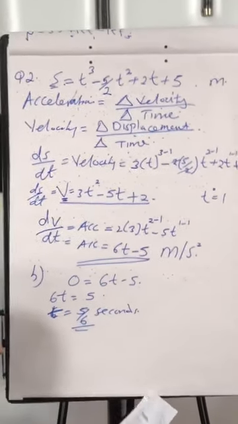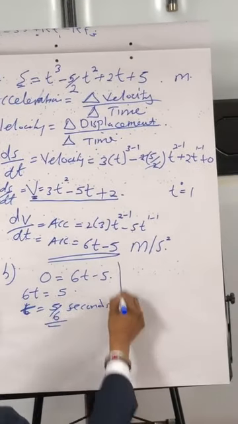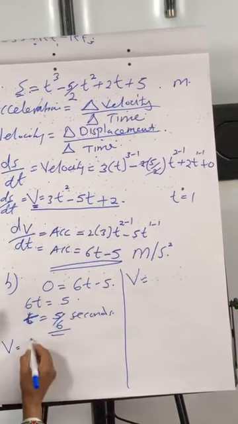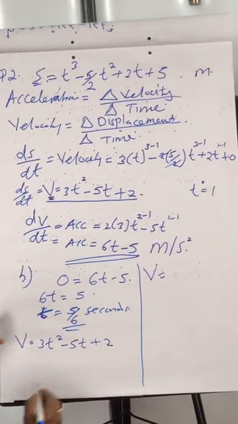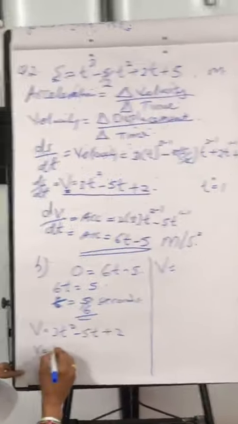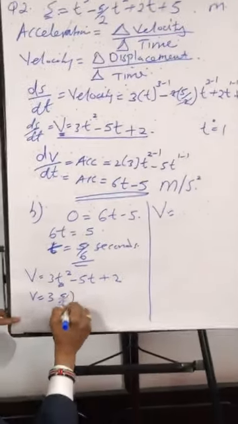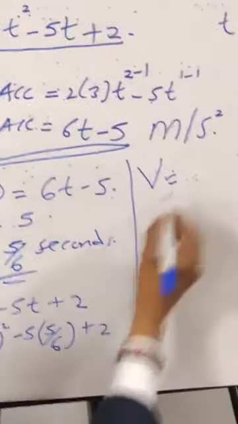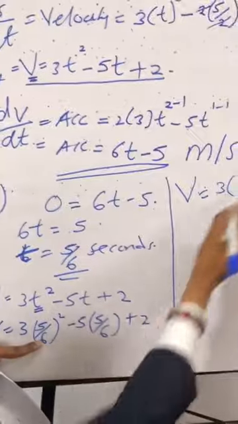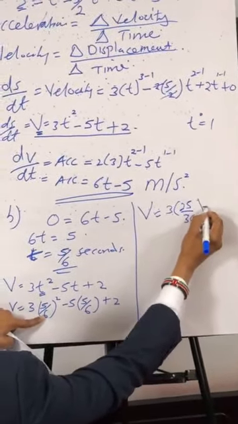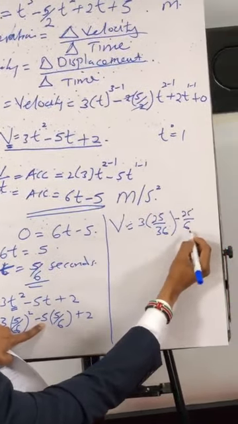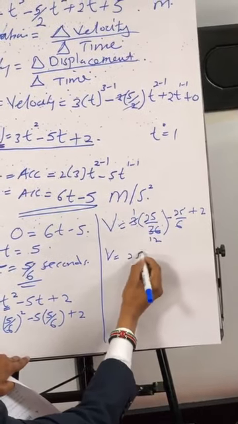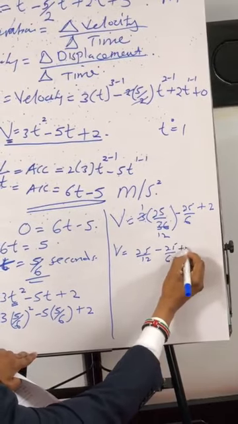But this is t. The question wants velocity when acceleration is 0. Therefore, velocity from our equation is 3t squared minus 5t plus 2. From here, velocity is equal to 3, but the value of our t is 5 divided by 6, squared, minus 5 into 5 divided by 6 plus 2. So from here, our velocity equals 3 times 5 squared, which is 25, over 6 squared, which is 36, minus 5 times 5 is 25 over 6, plus 2. 3 goes into 3 once, 3 goes into 36 12 times. So we have 25 over 12 minus 25 over 6 plus 2 over 1.